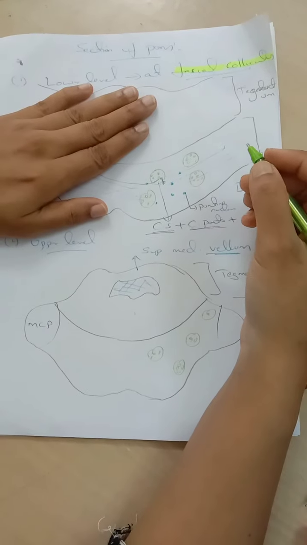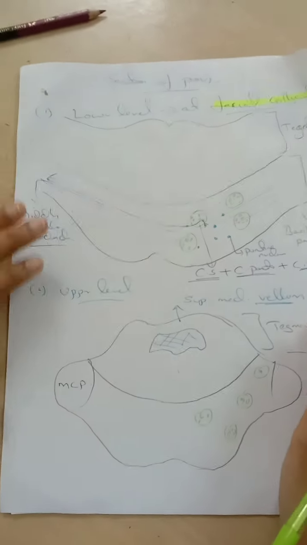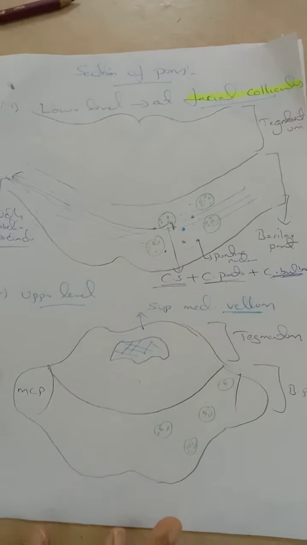Okay. In the tegmental part, you need to understand what cranial nerve nuclei are present at the level of the pons. Okay. In the medulla we had the lower four.